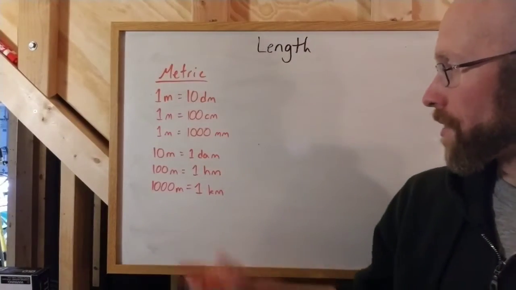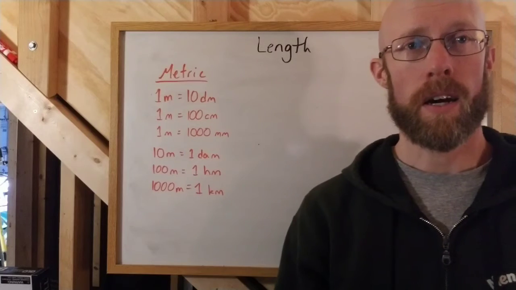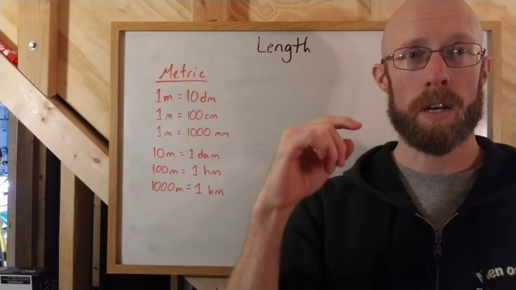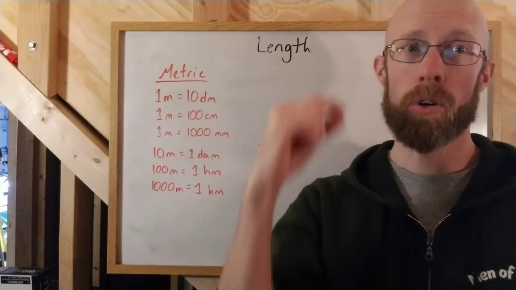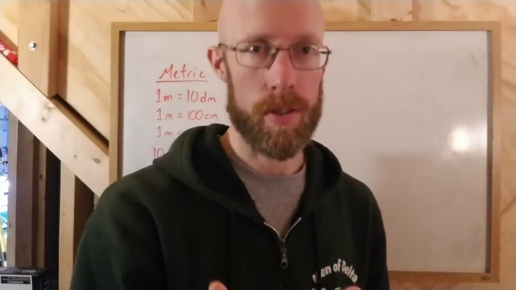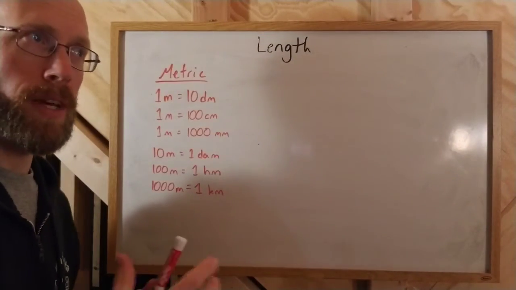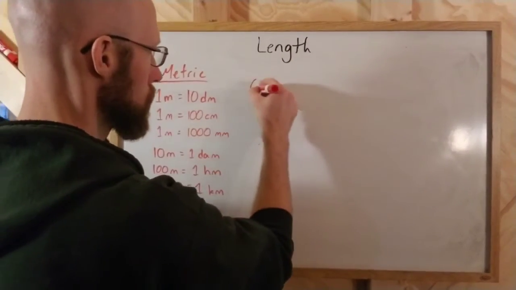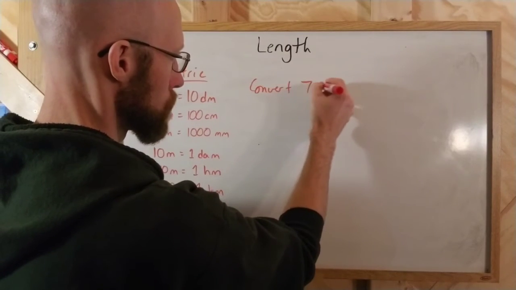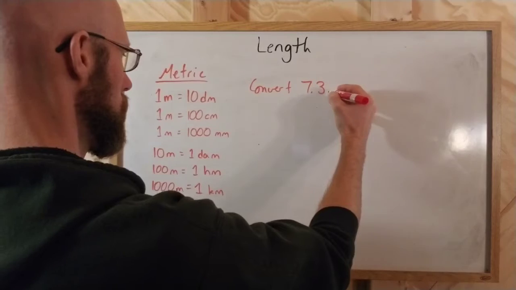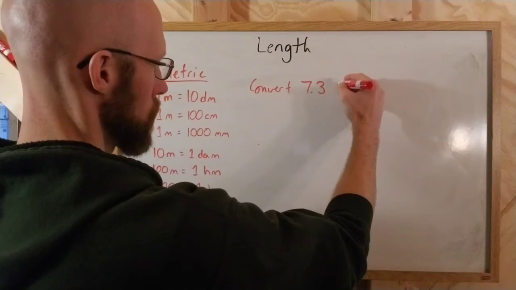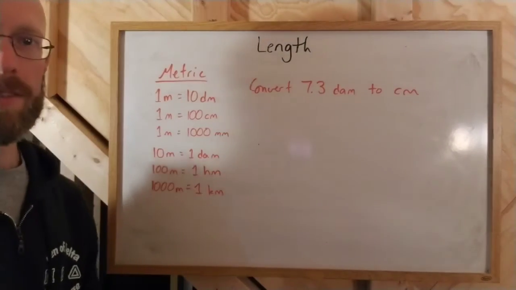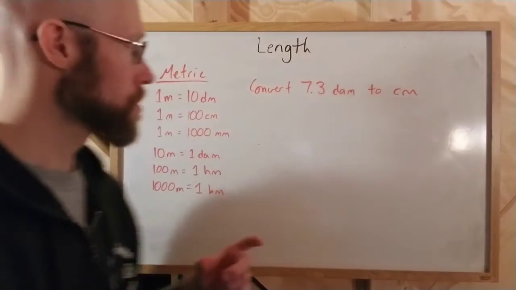And so you have all these conversions, and now the dimensional analysis is interesting with metric because your fractions are always going to be either 1 over a power of 10 or a power of 10 over 1. And I'll show you, there are some cool shortcuts that take place as a result of that. So if I wanted to, let's say, convert 7.3 decameters to centimeters, then we're going to make these conversions.